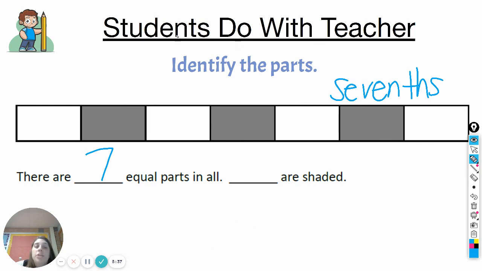Now let's count how many are shaded. 1, 2, 3. 3 pieces are shaded. So that is like 3/7. And if we're writing that in fraction form, which you should have on your whiteboard, you would have written 3 out of 7 are shaded, which is 3/7.